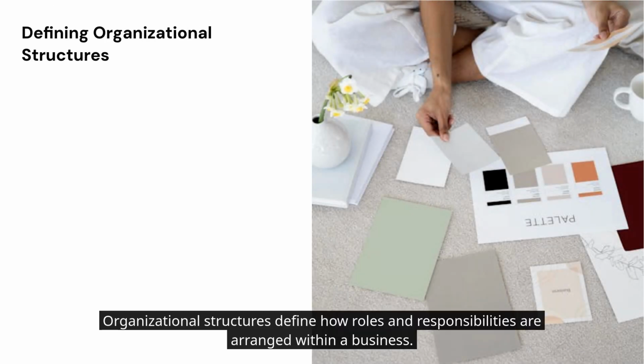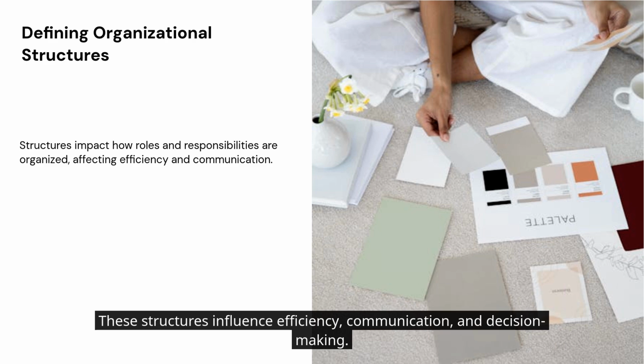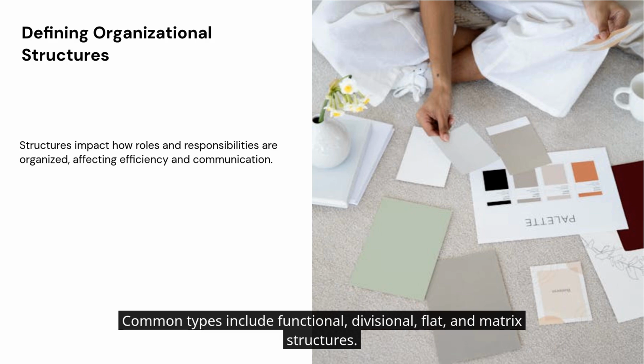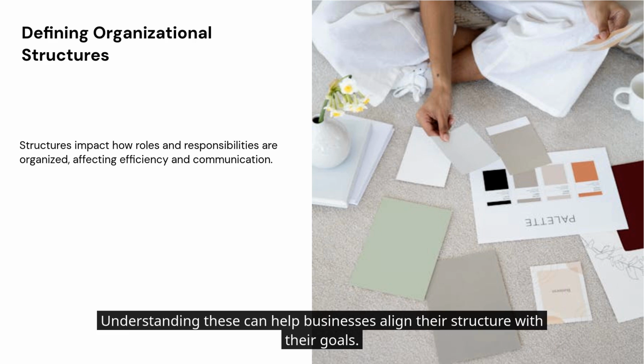Organizational structures define how roles and responsibilities are arranged within a business. These structures influence efficiency, communication, and decision-making. Common types include functional, divisional, flat, and matrix structures. Each has its unique advantages and challenges. Understanding these can help businesses align their structure with their goals.